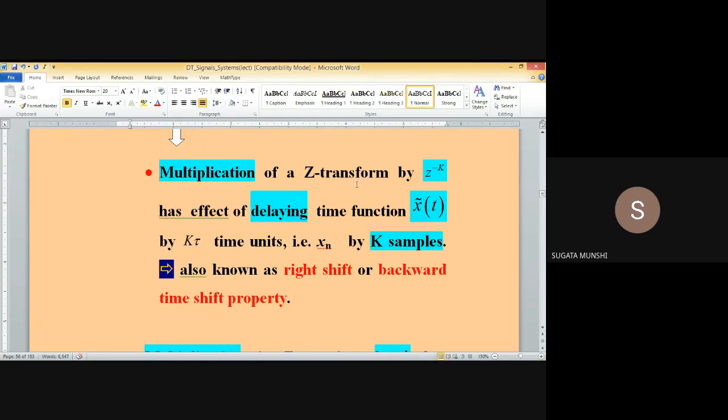Multiplying by z to the power minus k is delaying in time domain. So the first one is called right shift or backward time shift property. The second one is called left shift or forward time shift property.